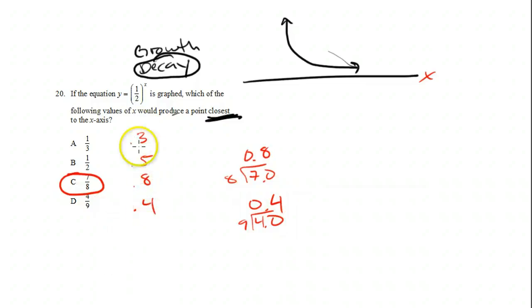So which is furthest to the right on the number line? That would be 0.8 is the furthest to the right, which again is 7/8.